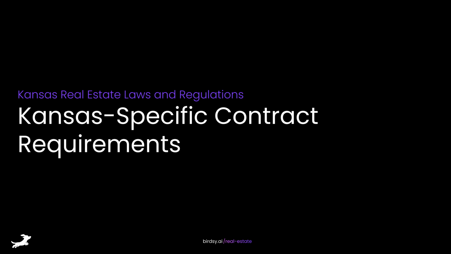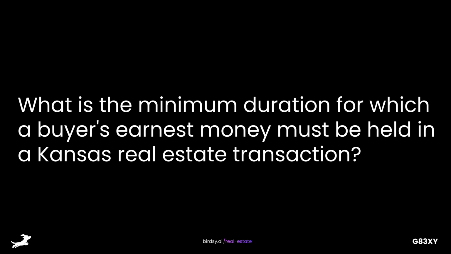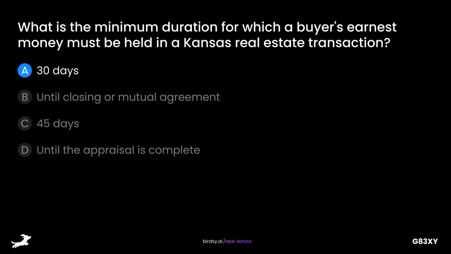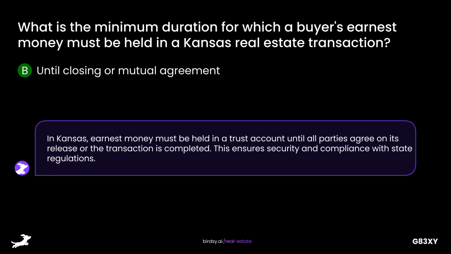Kansas-specific contract requirements. What is the minimum duration for which a buyer's earnest money must be held in a Kansas real estate transaction? Is it A, 30 days, B, until closing or mutual agreement, C, 45 days, or D, until the appraisal is complete? The answer is B, until closing or mutual agreement. In Kansas, earnest money must be held in a trust account until all parties agree on its release or the transaction is completed. This ensures security and compliance with state regulations.